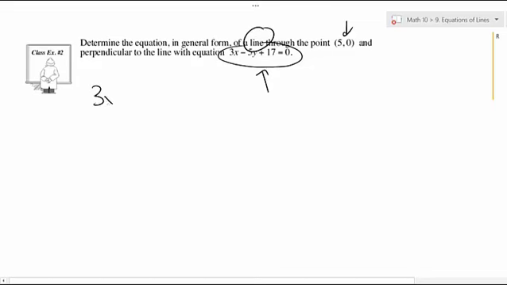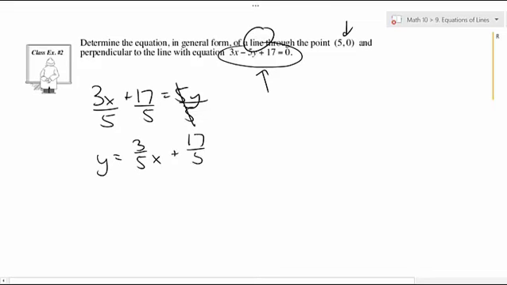So let's take it. We've got 3x plus 17 equals 5y. We're going to divide everything by 5. These will cancel out, and we've got y equals 3 over 5 x plus 17 over 5.